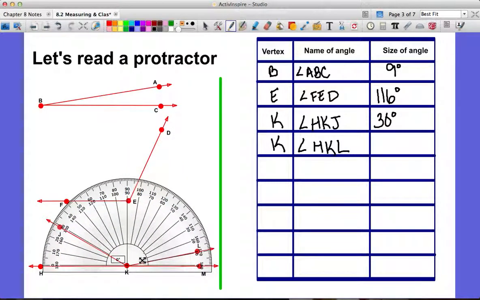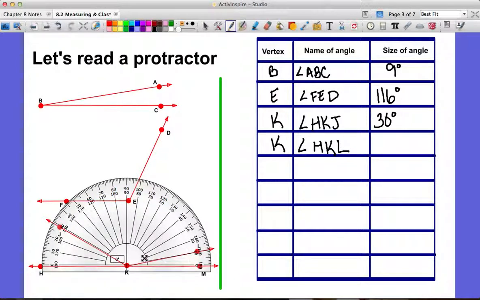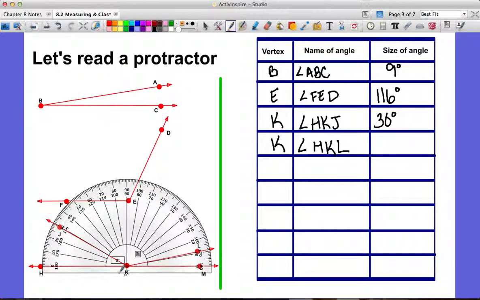So we line it up. Right in the center, line up that bottom line. Again, we're using those outside numbers because that's where the 0 is. Follow it all the way around. Okay, we don't quite get to 170 degrees, but we do get to 169 degrees.